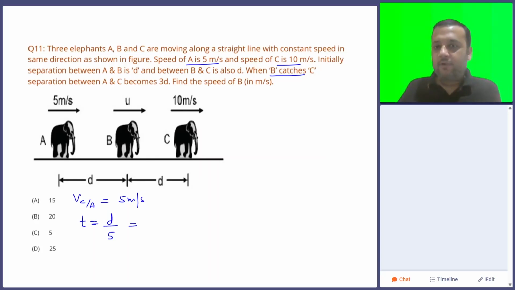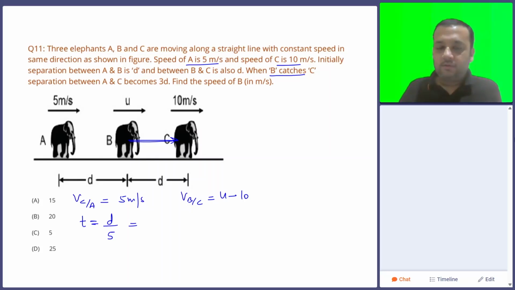And in the same time, what happens? B catches C. That means B must be moving faster than C. That is why B was able to catch C. Now, at what rate is B moving with respect to C? If you stand on C, then velocity of B with respect to C is basically vB minus vC, which is u minus 10. And if B was able to catch C, that means with respect to C, B would have moved D.